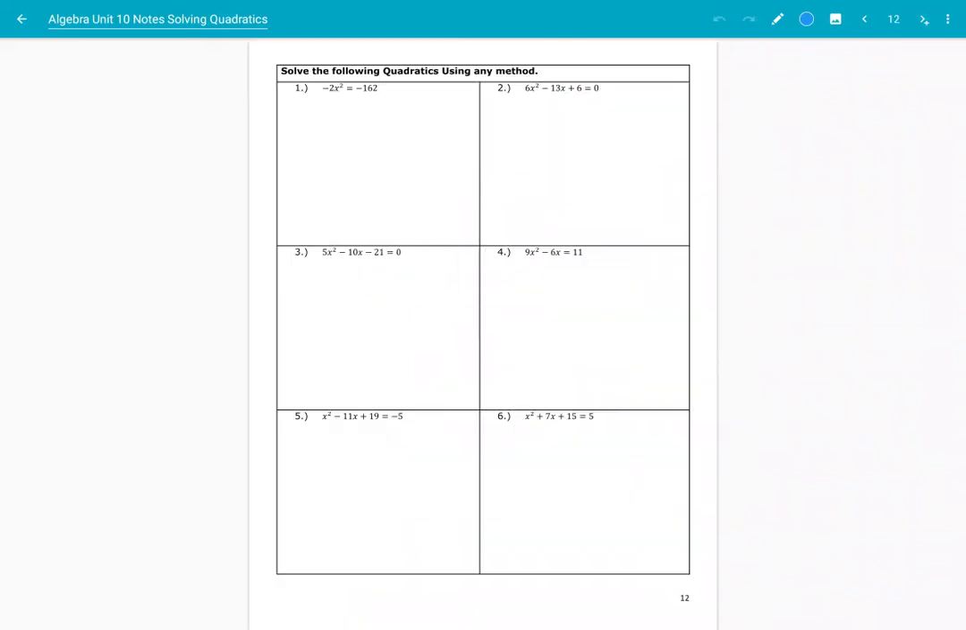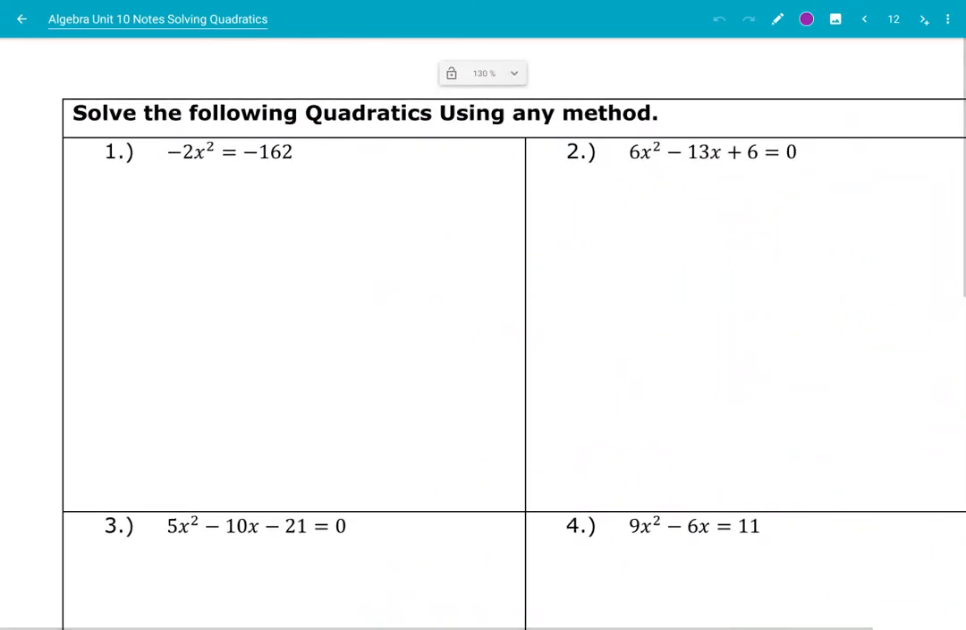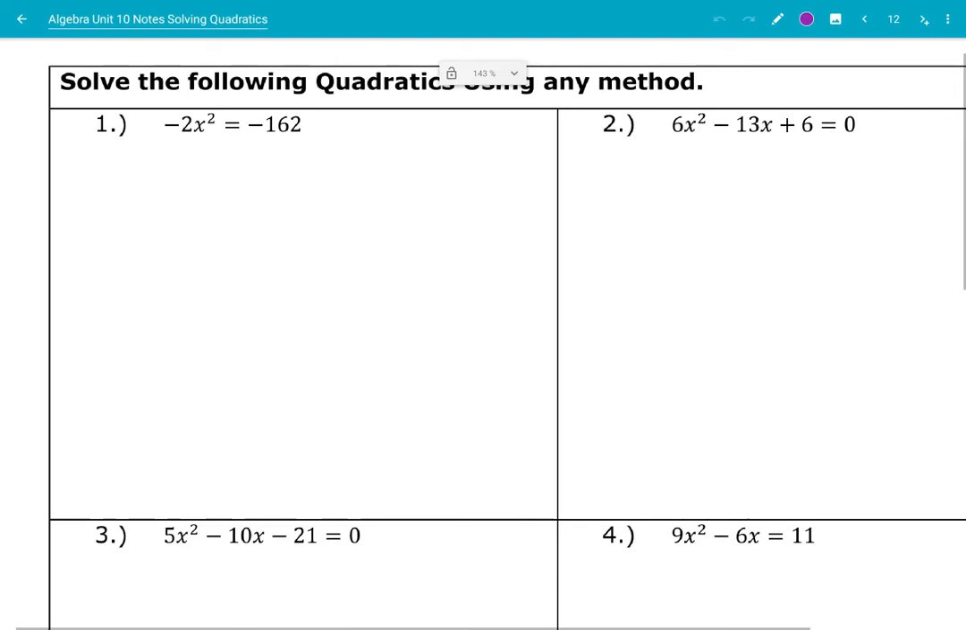Let's go to the next page and take a look at what we have here. I'm going to do just a few of these. I'm not going to do them all. I'm going to do a few just to help you get going. Now this first one, look at this. There is no middle term there. It's got no bx term. So I think the method that would work the best here is solving by square roots.